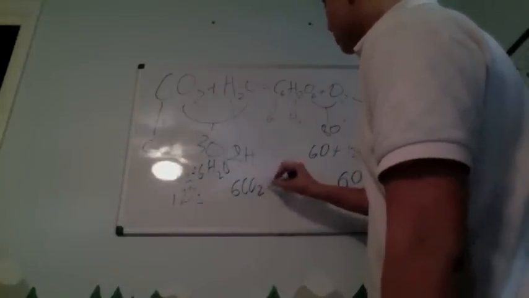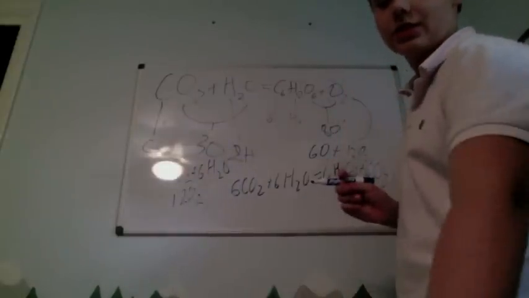And then it's 6CO2 plus 6H2O equals C6H12O6 plus 6O2. And that's how you balance an equation.